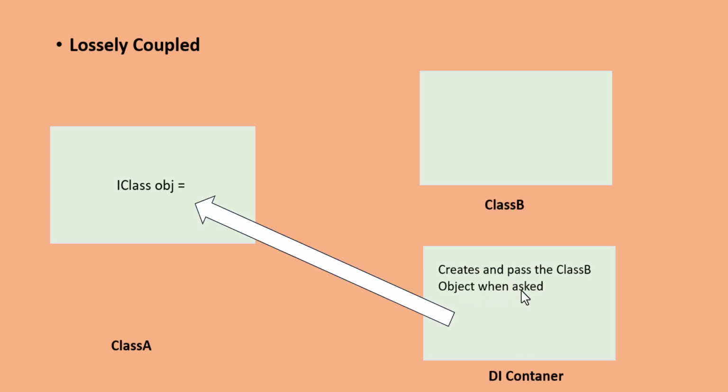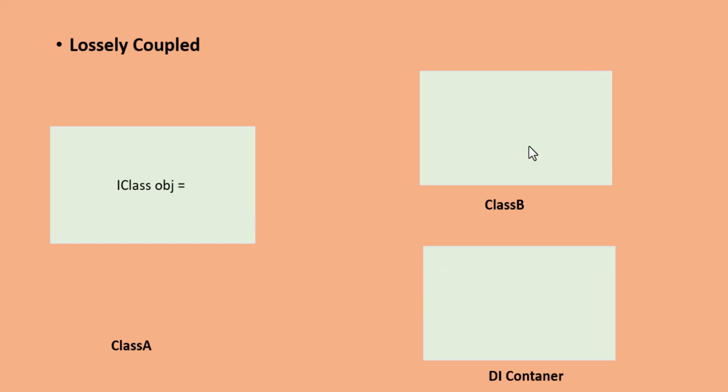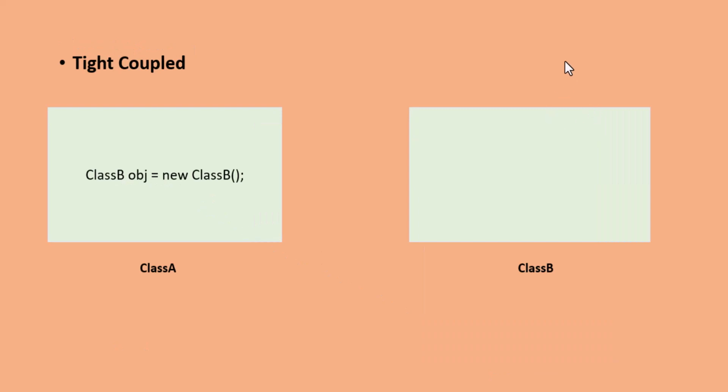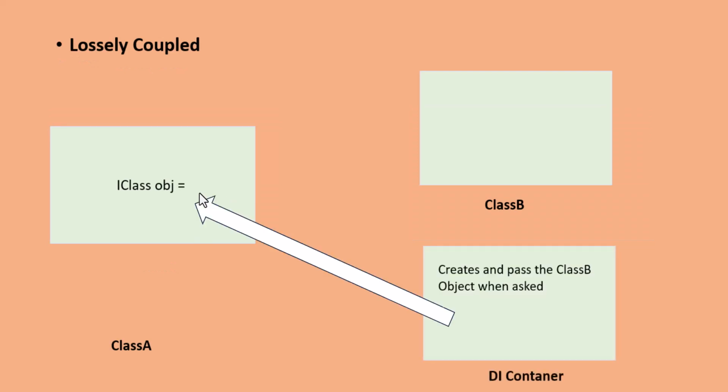So this is the major difference between loose and tight couple, and this is the inversion of control. Previously in the tight couple, we are creating the object inside class A, so all the control is in class A. But here in loose couple, instead of creating the object in class A, we are getting it from the DI container. So now the control has been moved from class A to the DI container. This is called the inversion of control. This is the foundation of dependency injection.